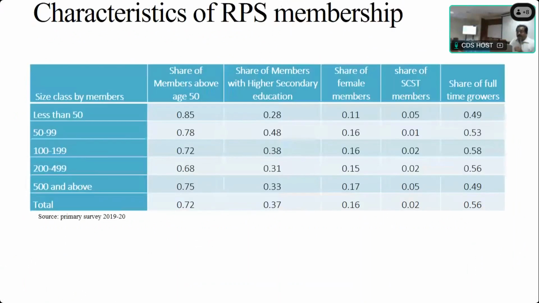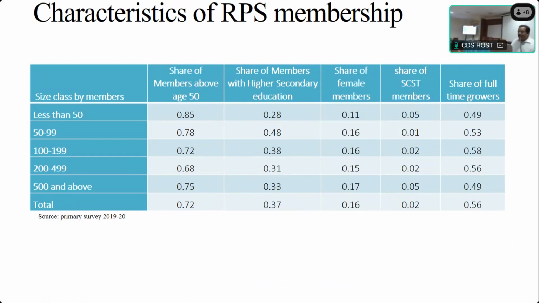Now, getting into the membership characteristics. Some of the characteristic features of RPS are interesting. Just look at the first row and then the last row. That is the share of members above the age group of 50. 72% of all RPS members are above the age group of 50. Right? 72%. That's quite a large share of your RPS members, just like the rubber trees in the older part of their age.